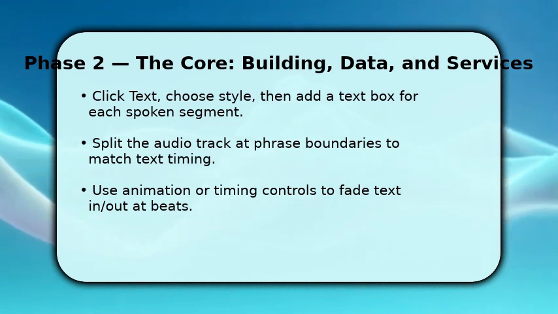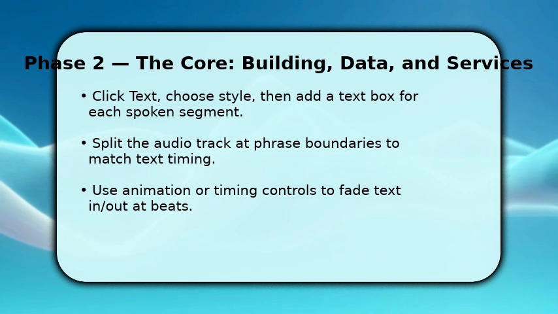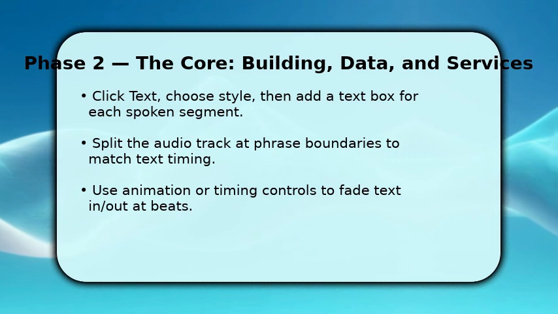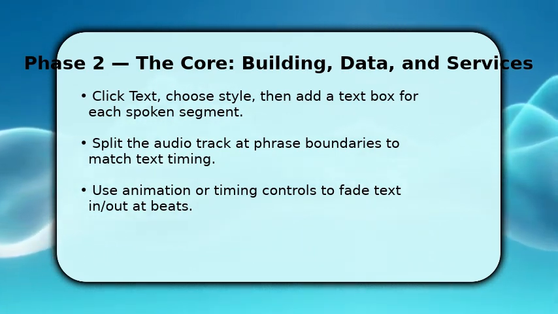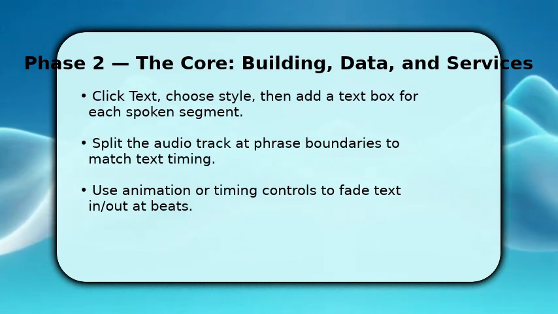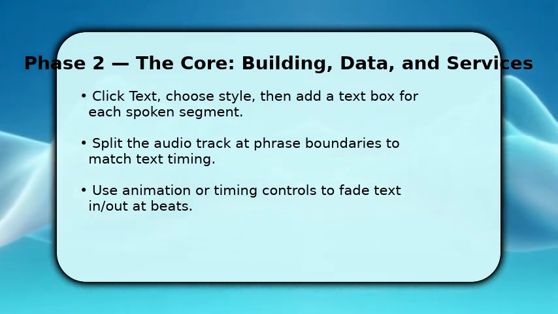Next, split the audio into segments at natural pauses and set each segment's start and end to match the corresponding text. Use Canva's timing panel to set exact durations and add simple text animations. This helps readability, and it guides the viewer's eyes in sync with the voiceover.